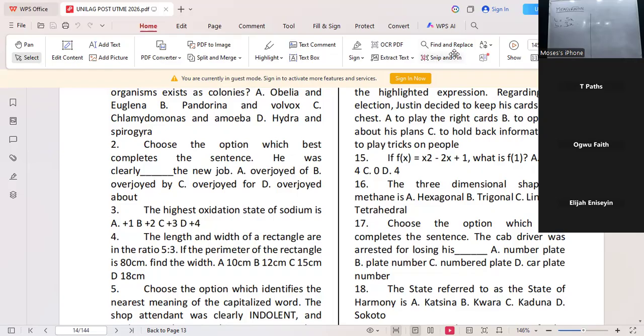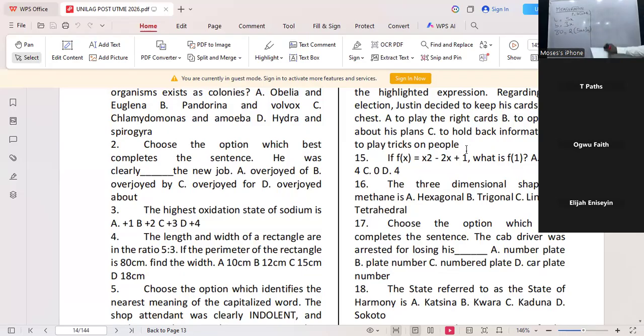Now the perimeter in the question: if the perimeter of the rectangle is 80 centimeters, it means your perimeter, which is 80, is 2 bracket, your length 5x plus 3x. Don't forget, the perimeter is 2 bracket L plus B. You've been given the perimeter, which is 80 centimeters. Leave the centimeter. 80 equals 2 bracket 5x, which is your length, plus 3x.